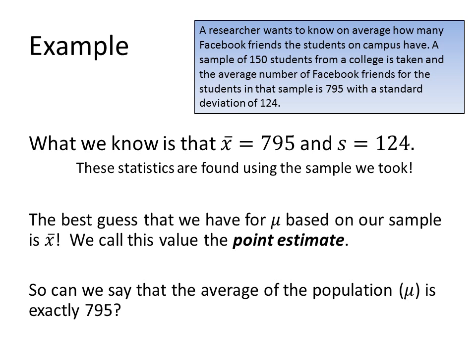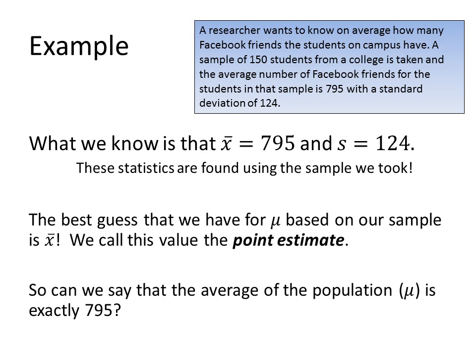So in our example, what we know is this. X bar is equal to 795, and S, the sample standard deviation, is equal to 124. These statistics are found from looking at the data that we collected. Now, the best guess that we have for mu based on our sample is x bar. This is the value that we call the point estimate. That is, the point estimate is the best prediction that we could have based on the sample that we took.